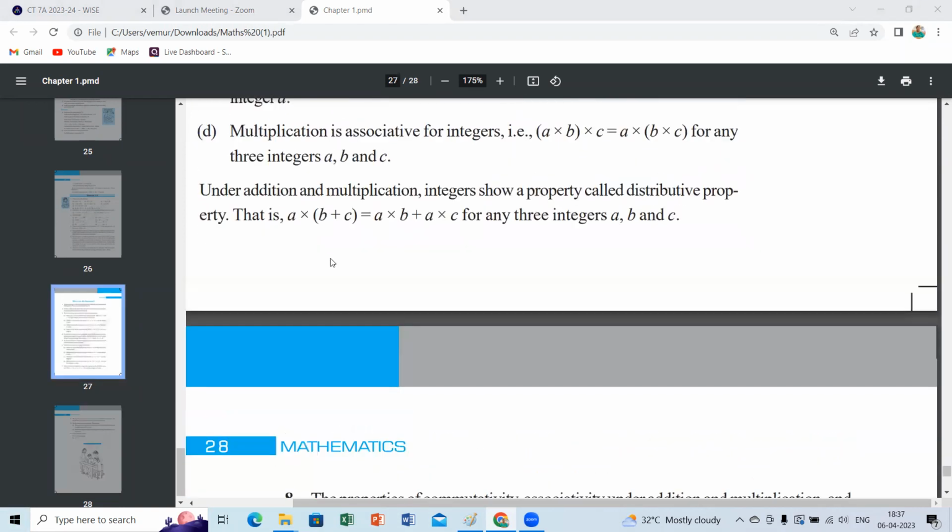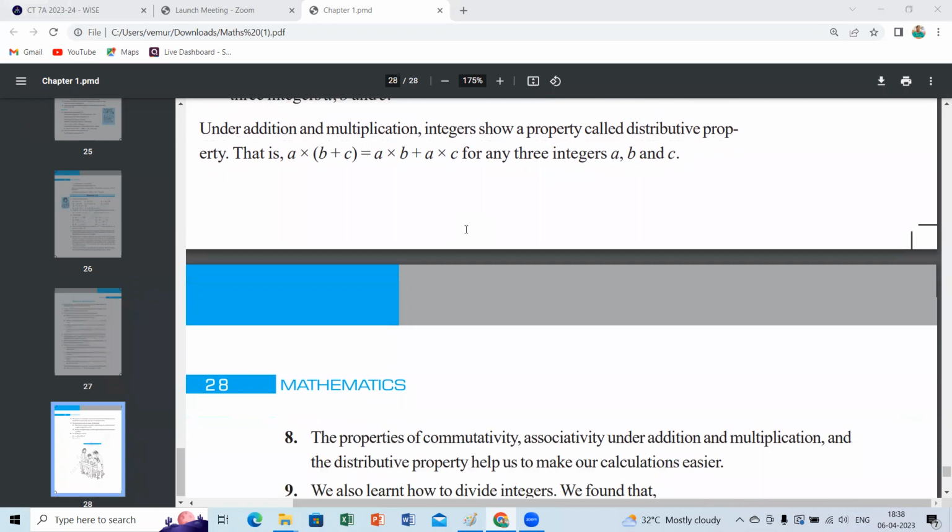We can go with the next bit also, then we will go with Anubhav. Yes, ma'am. Now, multiplication is associative for integers. For example, (a into b) into c equals a into (b into c) for any three integers a, b, and c. Under addition and multiplication, integers show a property called the distributive property. That is, a into (b plus c) equals a into b plus a into c for any three integers a, b, and c.